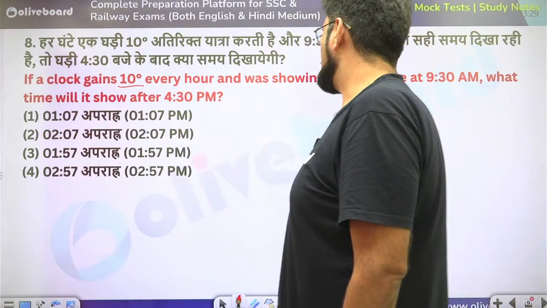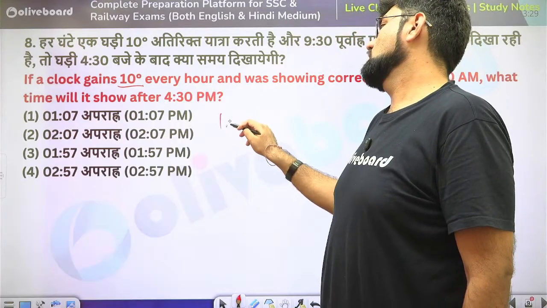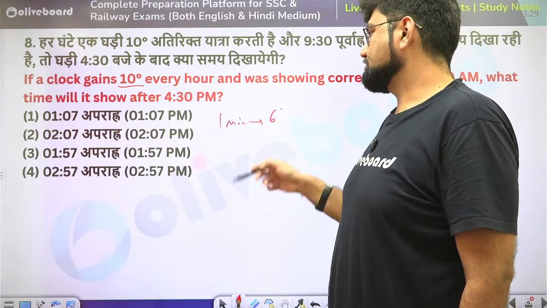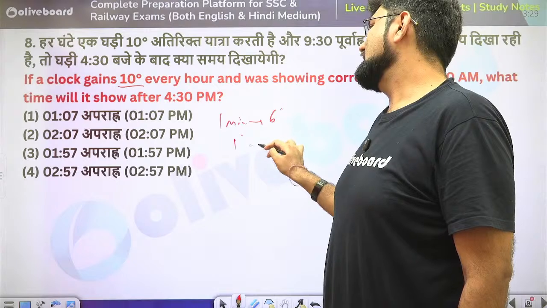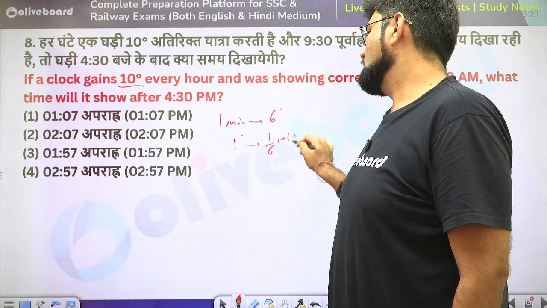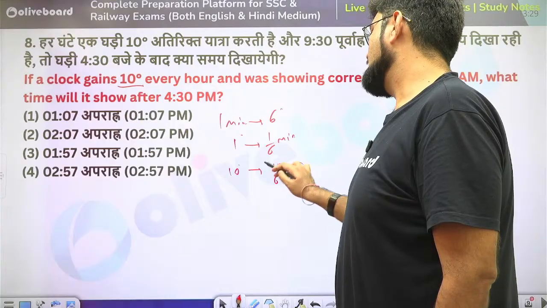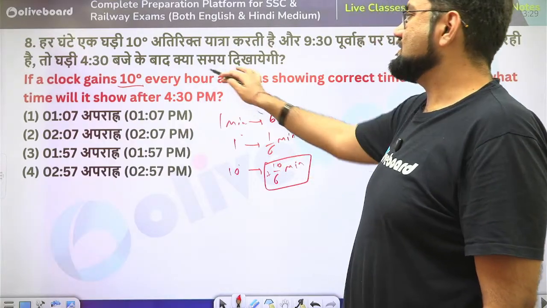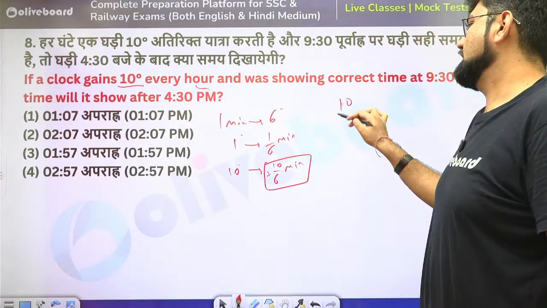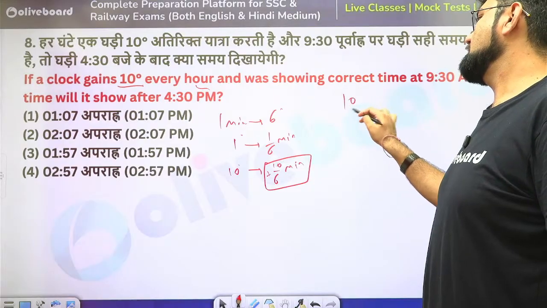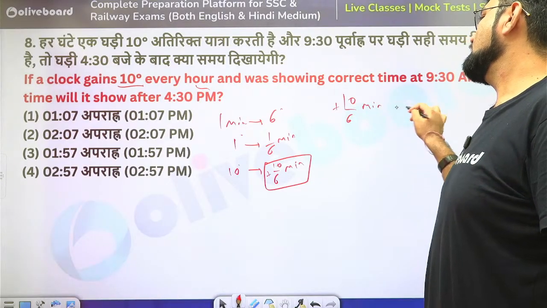Wait. What am I doing? Oh God. 1 minute is 6 degrees. I was right. So 1 degree is 1 by 6 minute. So 10 degrees will be how much? 10 by 6 minutes. That means my clock is gaining 10 by 6 minutes every hour. This is what it is trying to say, that your clock is gaining 10 by 6 minutes in every 1 hour.